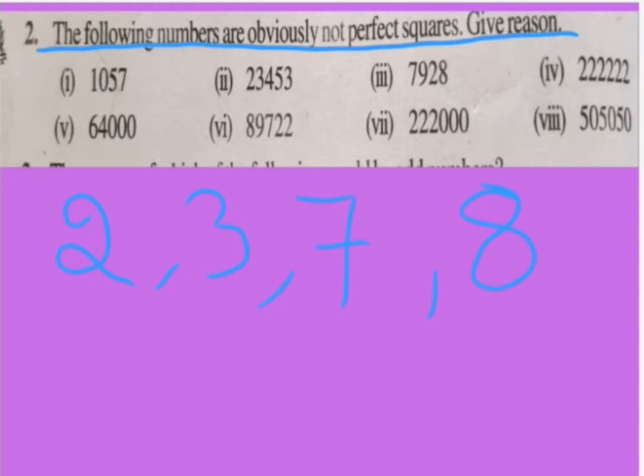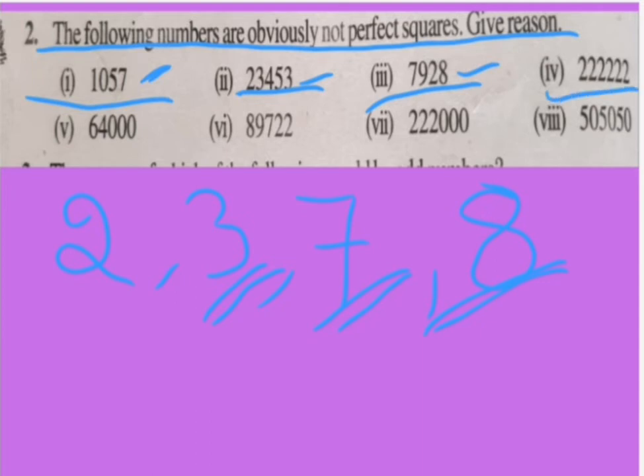Okay, so here the first question is 1057. You should write: in the unit place we have 7. So 7 should not come in the unit place of a square number. That's why this is not a square number. Next, 23,453, unit place is 3. So 3 should not come in the unit place of any square number. 7928, 8 is the unit place. 8 should not come in the unit place of any square number. Like this we have to write the solution.